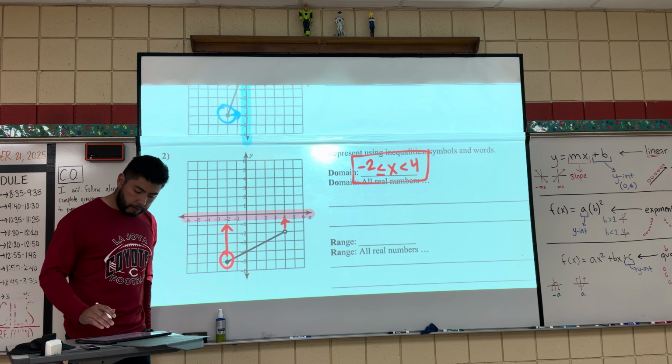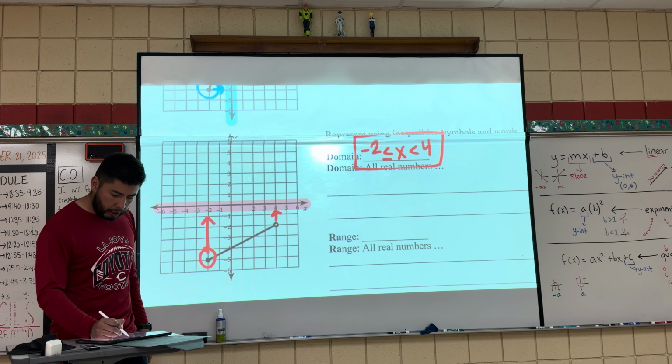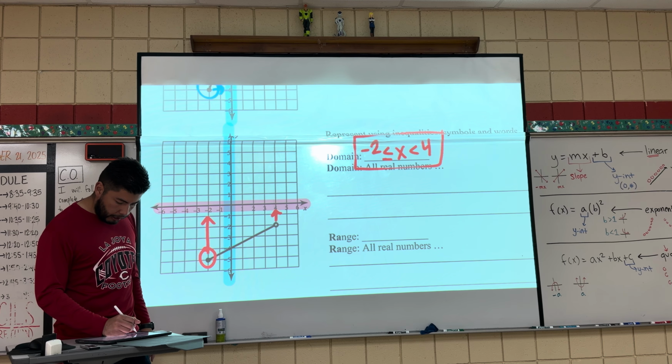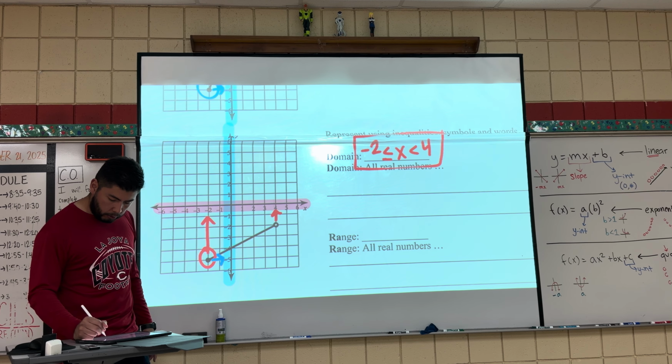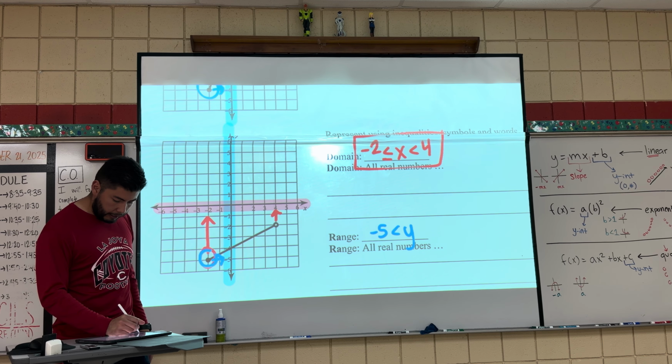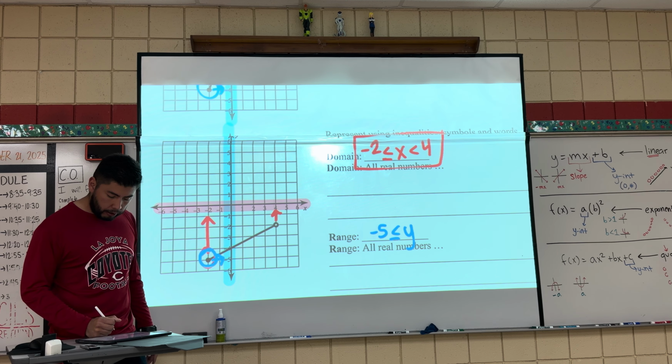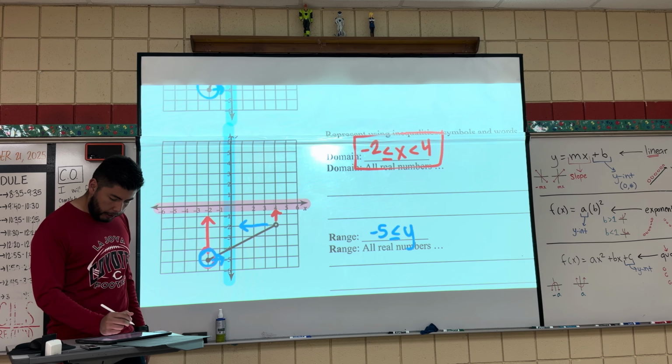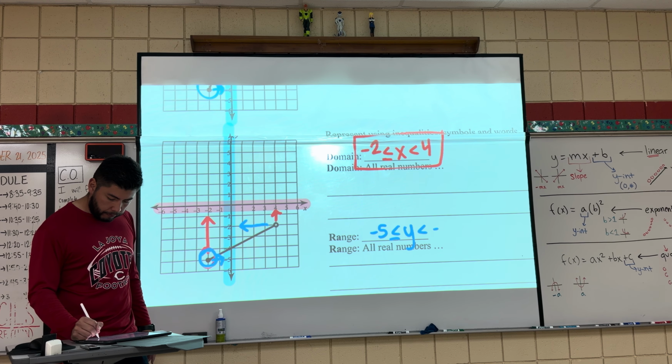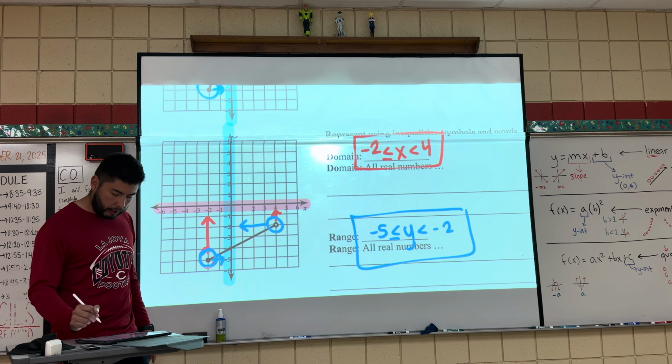For range, it's the same thing, but now it's for y. So now we're looking for y. It started here at -5, so -5. Again, it's closed, put a line under, and it got all the way to -2. It's open, so leave it open, and that's my answer.